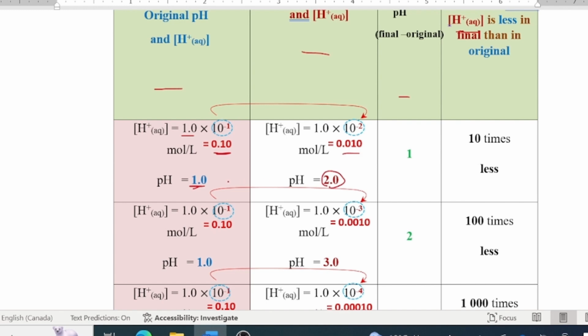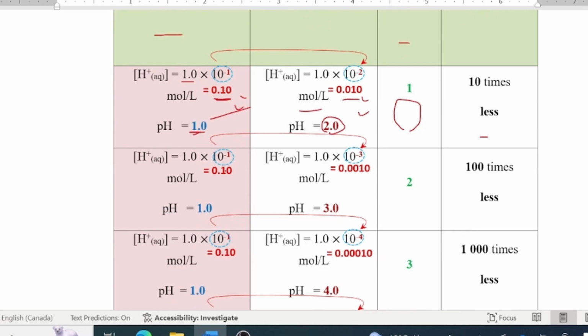So the change in pH between this one and this one is 1. And this acid is 10 times less concentrated than this acid here. You can see this value is 10 times less than that value. Let's do another one. Let us say now you change the concentration of the acid from 1 times 10 to the negative 1 to 1 times 10 to the negative 3.